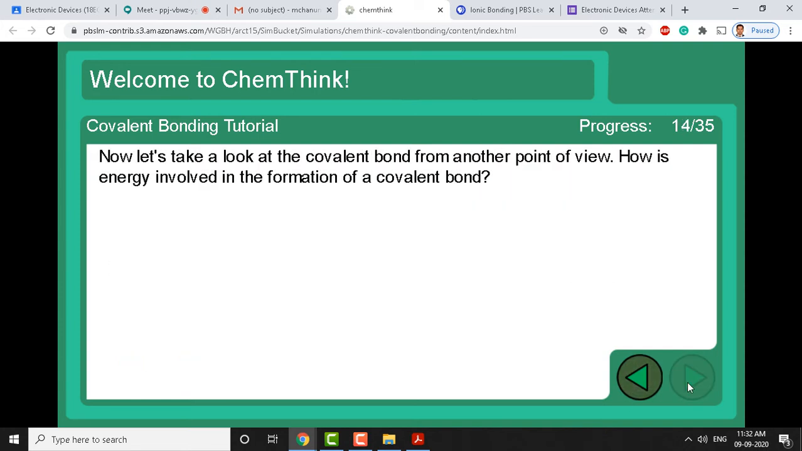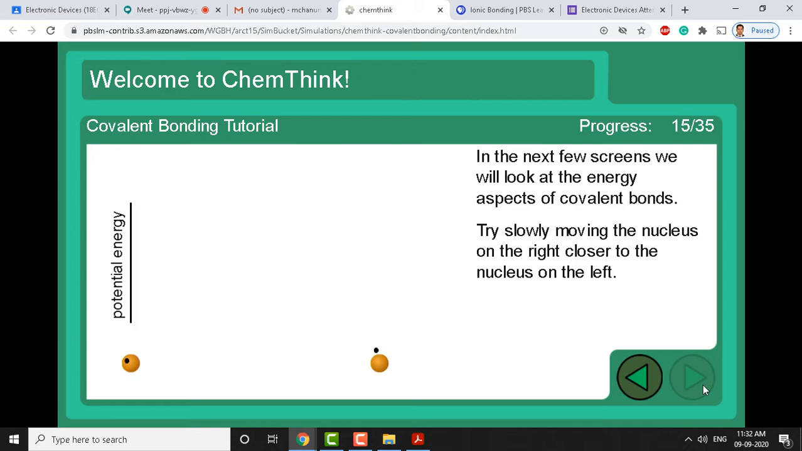Let me go back and do the same experiment again. Observe here, I am bringing the atom on the right side very close to the left side. You can observe the potential energy is decreasing, decreasing, decreasing. I'm just holding them very close to each other. Now you can see the potential energy starts increasing. This is the observation you need to make here.